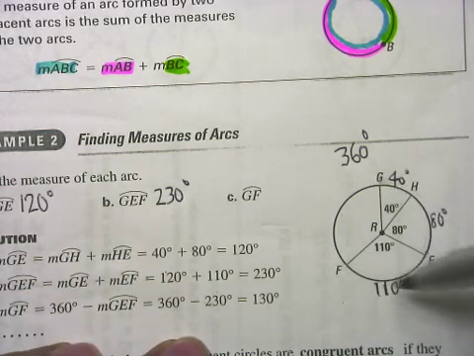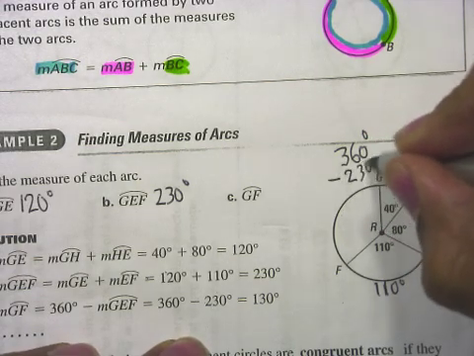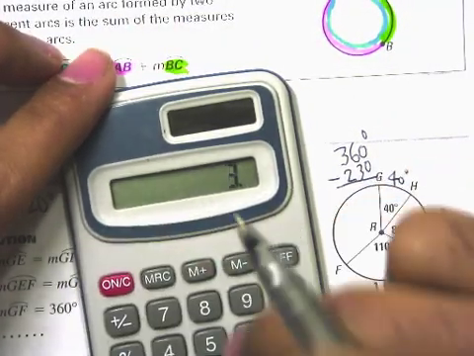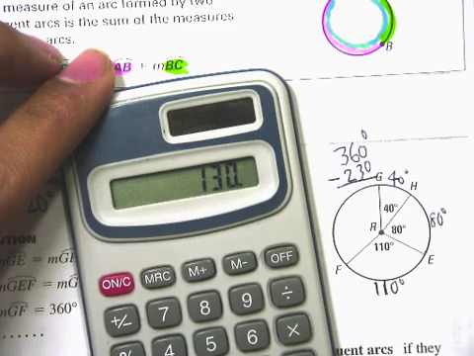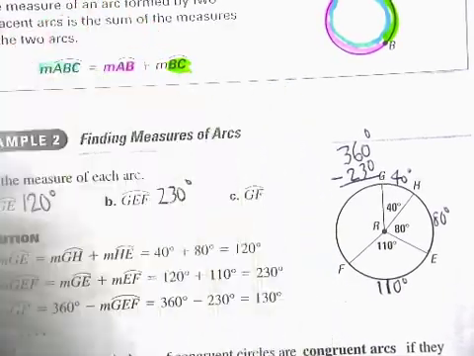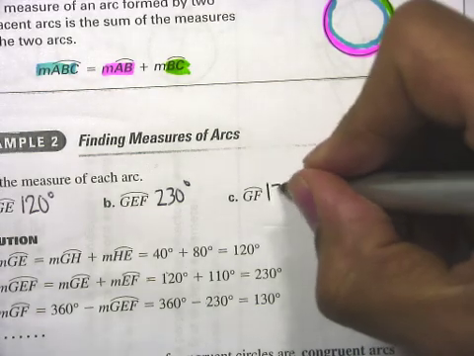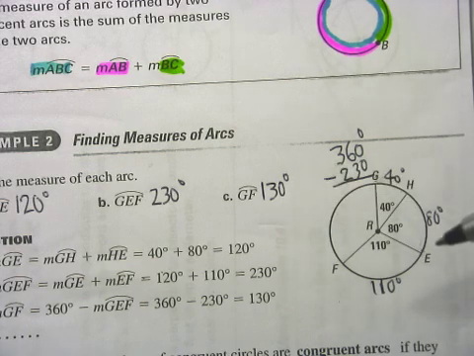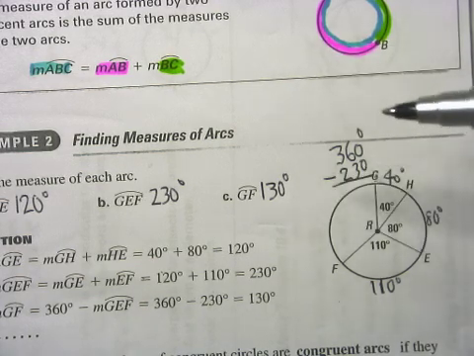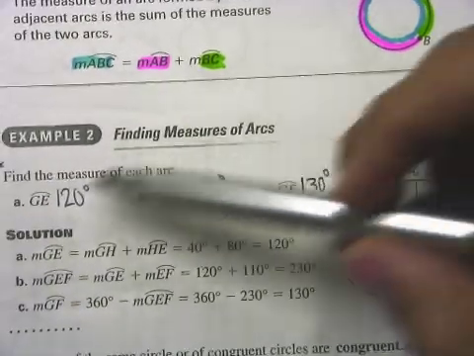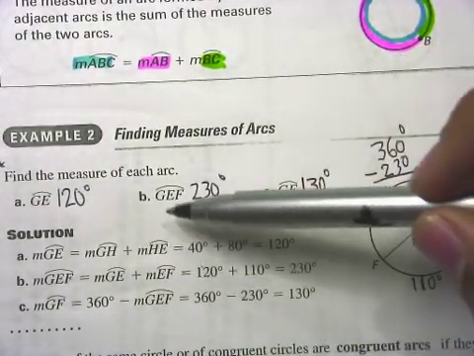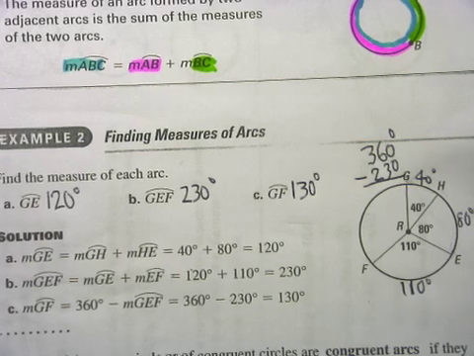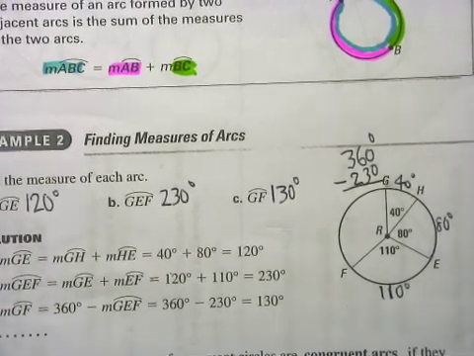So we're going to subtract from 360 all of these arcs right here, which come out to be 230 degrees. So 360 minus 230 is going to give us 130 degrees. So then we know that arc GF is 130 degrees. And judging by its measure, we can tell that it is a minor arc because it is less than 180 degrees. So arc GE is a minor arc, arc GEF is a major arc, and arc GF is also a minor arc.